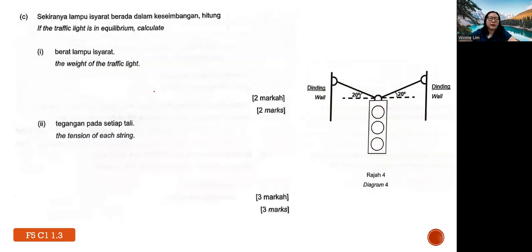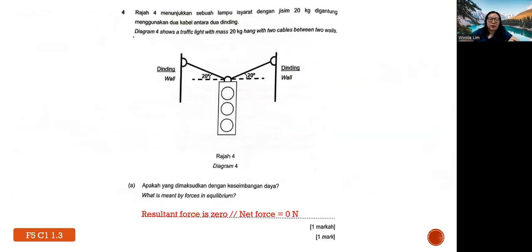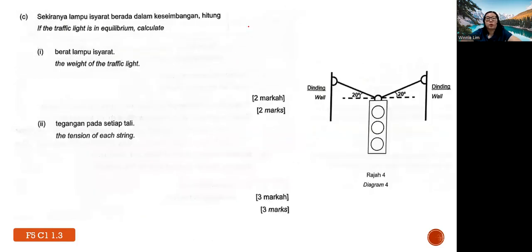Okay, next. If the traffic light is in equilibrium, or sometimes they don't use the term equilibrium, they will just say the traffic light is hanging there. So you also need to have the idea that any object that is hanging is at rest, not moving. Part 1, what is the weight of the traffic light? If you remember from the question just now, diagram 4 shows a traffic light with mass 20 kilogram. To find the weight, you use the normal formula for weight, W equals M G, and therefore you can calculate the weight.